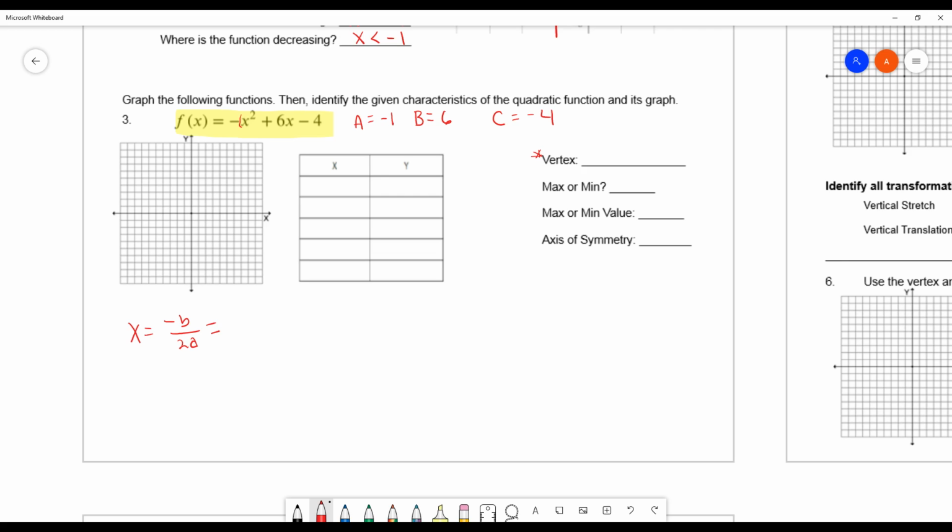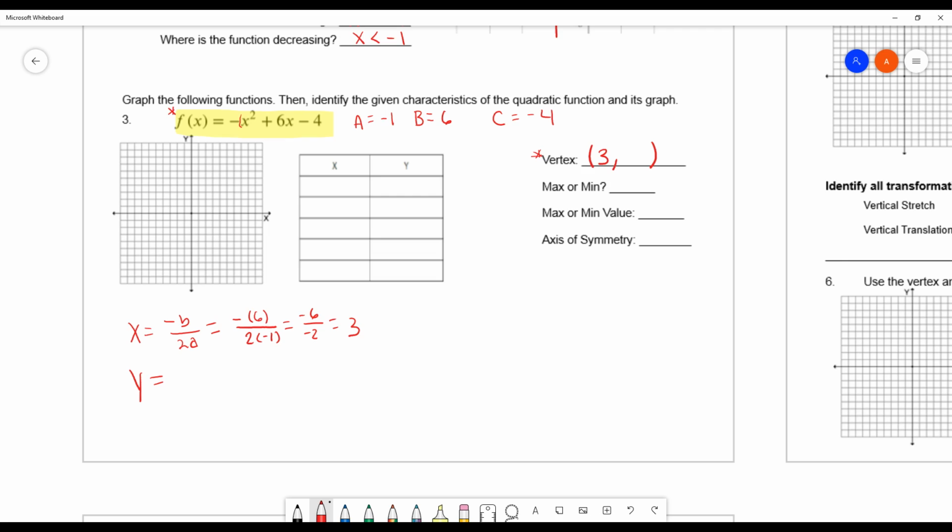Okay, so now I can come back down here to plug my numbers into the equation. The opposite of 6, so that's going to give me negative times 6, over 2 times negative 1, which is negative 6, over negative 2, which is 3. What this means is that the x-coordinate of my vertex is 3. Now I'm not done yet, obviously, because I'm going to need to figure out what y is, what my other point is, and to do that, I just plug it back into my original function.